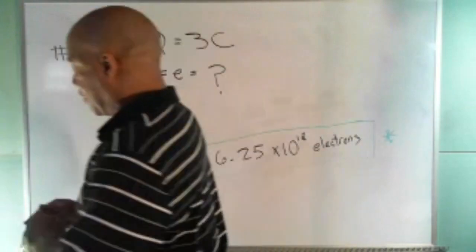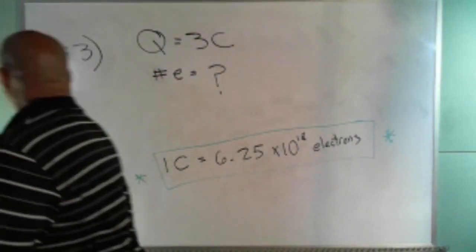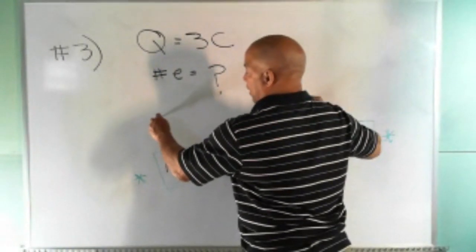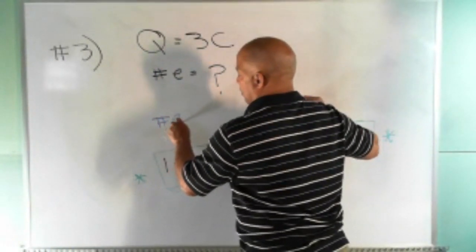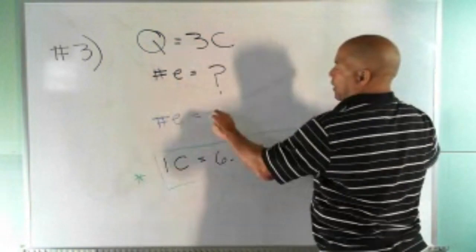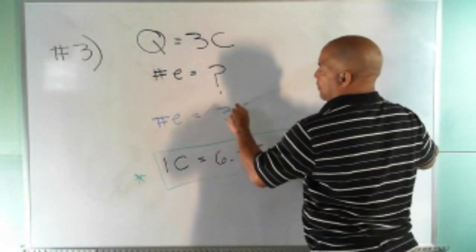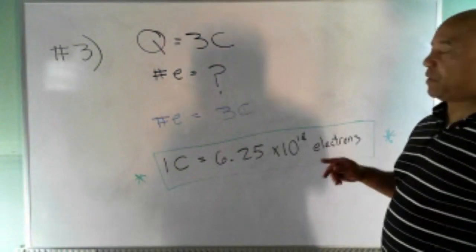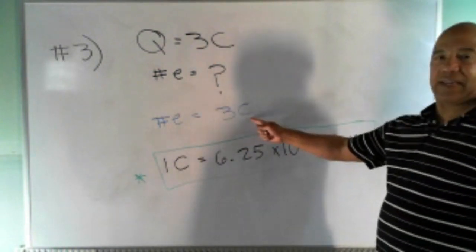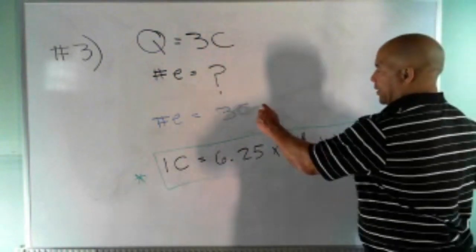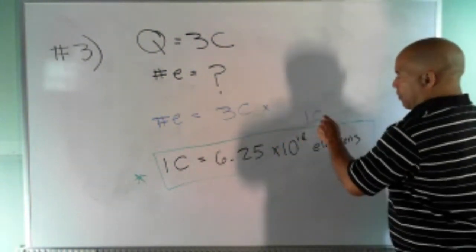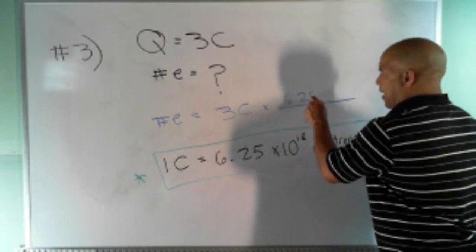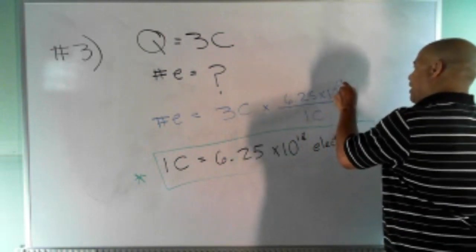Well, again, we use conversion factors. I'm going to start with what I have. I'm looking for the number of electrons. I'm going to start with what I have, 3 coulombs. And I'm going to multiply by a conversion factor set up in a way that I can cancel the C out. So I'm going to multiply this by 1 coulomb. It's the same as 6.25 times 10 to the 18th electrons.